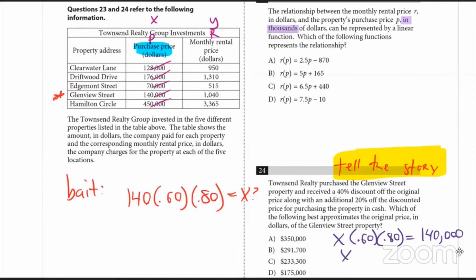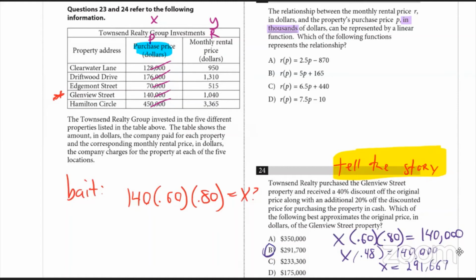So simplifying down here, we have 0.6 times 0.8, which is 0.48. And dividing both sides by 0.48, you have 140,000 divided by 0.48. And it gives you 291,666.67, and rounding off to 291,667. So which of these is closest to that? That's going to be choice B, 291,700.